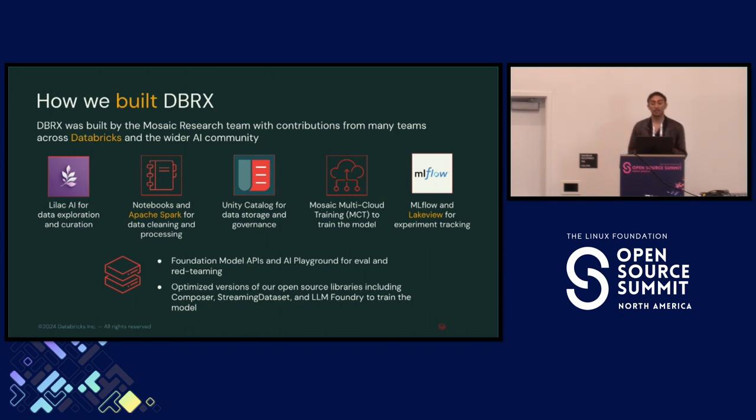It cut down the amount of time to do pre-processing from the order of months to the order of weeks, which was really impactful to our timeline. All of this data, it's critical that it have lineage and that it be stored in a way that's governable for enterprises. So we have a governance solution called Unity Catalog in which all that data lives.